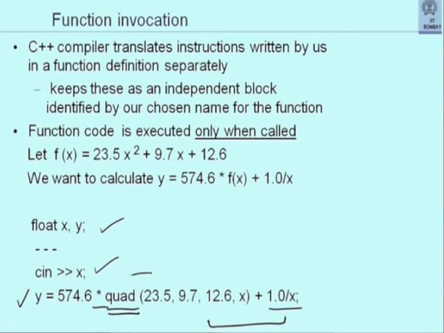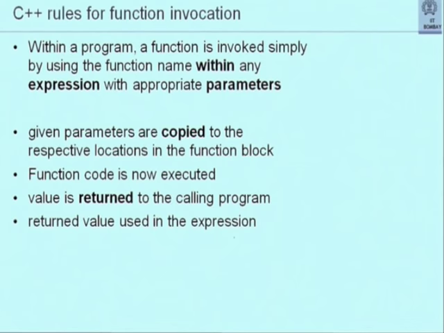The quad, as we saw, will take these four parameters and copy them into its own internal locations A, B, C, X. It will do the calculations, and after the calculations, it will return a value. That returned value will come and replace this entire thing, whatever comes back from the function. Once a value comes, the expression is evaluated using its normal rules. Is that clear? So within a program, a function is invoked simply by writing the function name within any expression. So please note, a function is invoked within a main program by writing its name and the actual parameters that you wish to use for calculating the function value inside any expression.